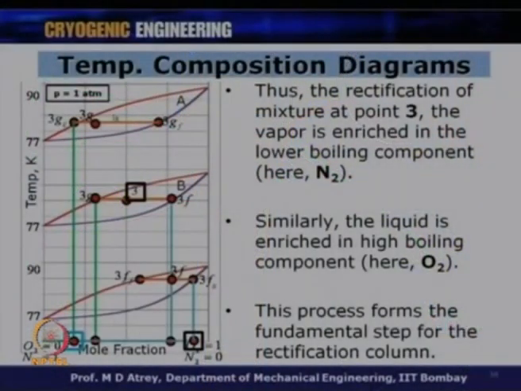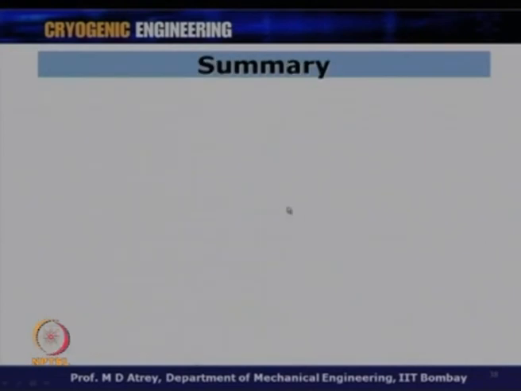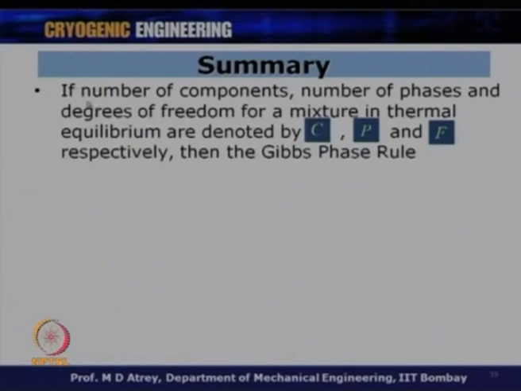Exactly this is going to be achieved by a device called a rectification column, which we will see in detail in the coming discussion. So, in order to summarize what we have done till now, first we talked about Gibbs phase rule. If number of components, number of phases and degrees of freedom for a mixture in thermal equilibrium are denoted by C, P and F respectively, the Gibbs phase rule gives you F is equal to C minus P plus 2, and we have seen several examples for different components and different phases.